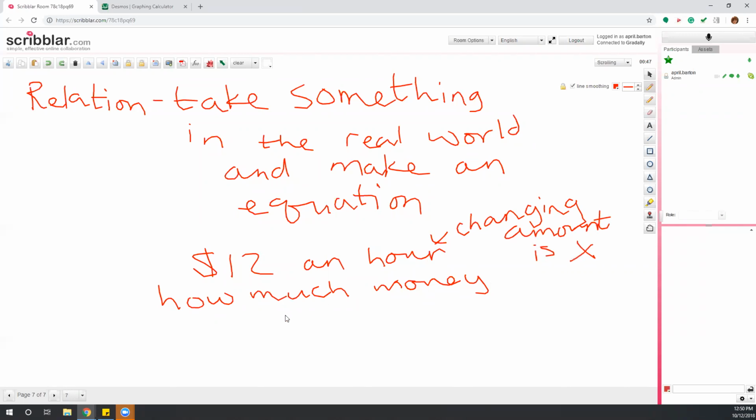So we have to figure out, what would we do with those two things? Is it going to be like 12 plus X? Do you do the amount you make plus the number of hours you are going to work to calculate how much you've made? Wouldn't you times it? You would multiply it. Good.